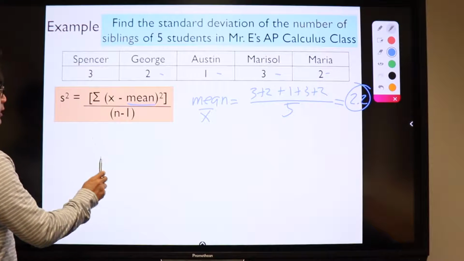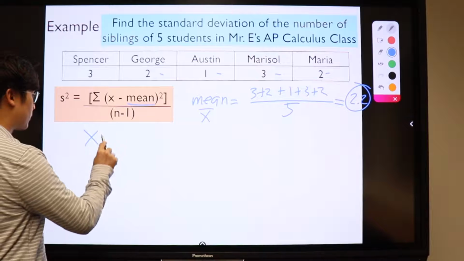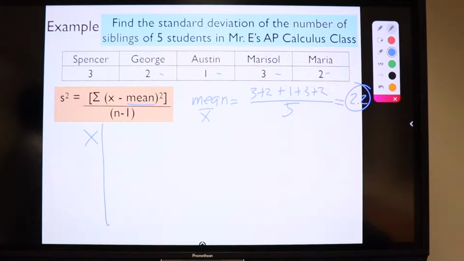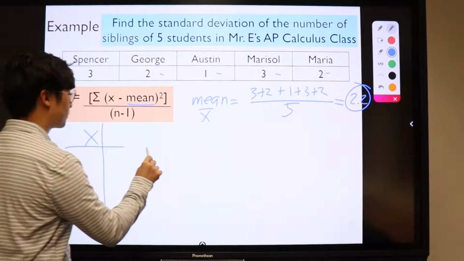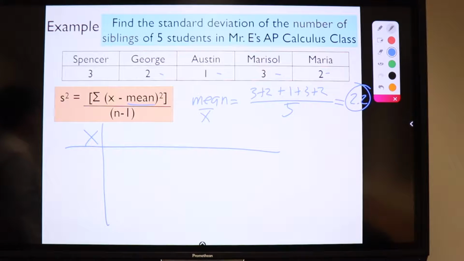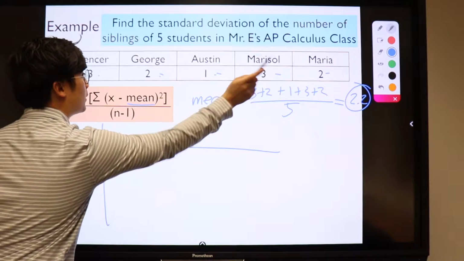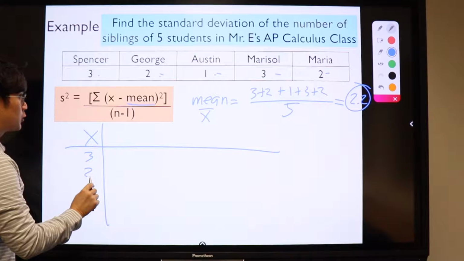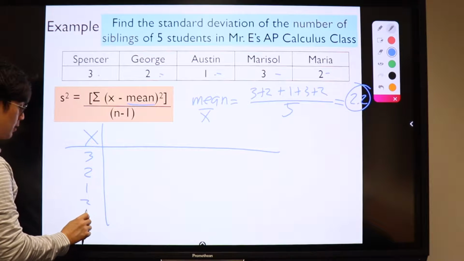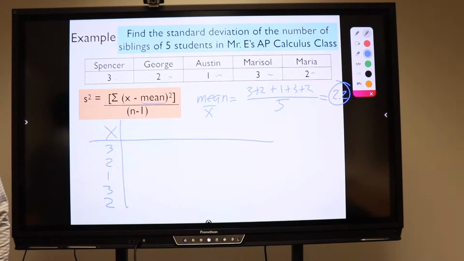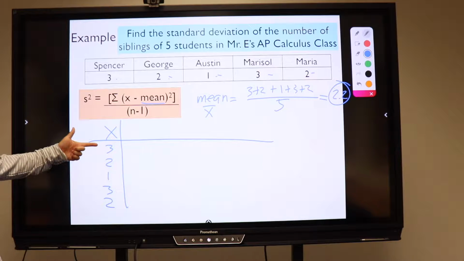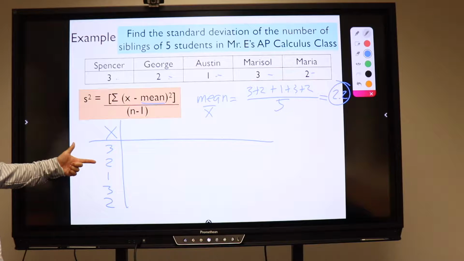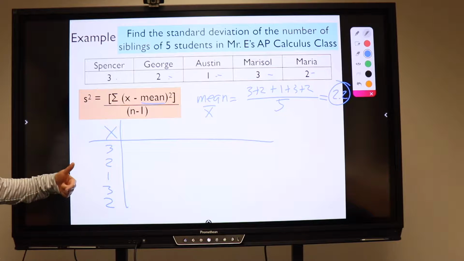The first thing that we need to do is to write down all our x's. And what are the x's in our distribution? The data set. So we'll have 3, 2, 1, 3, and 2. Copying down all your given numbers of siblings. This is Spencer's number of siblings, George's, Austin's, Marisol's, and Maria's.